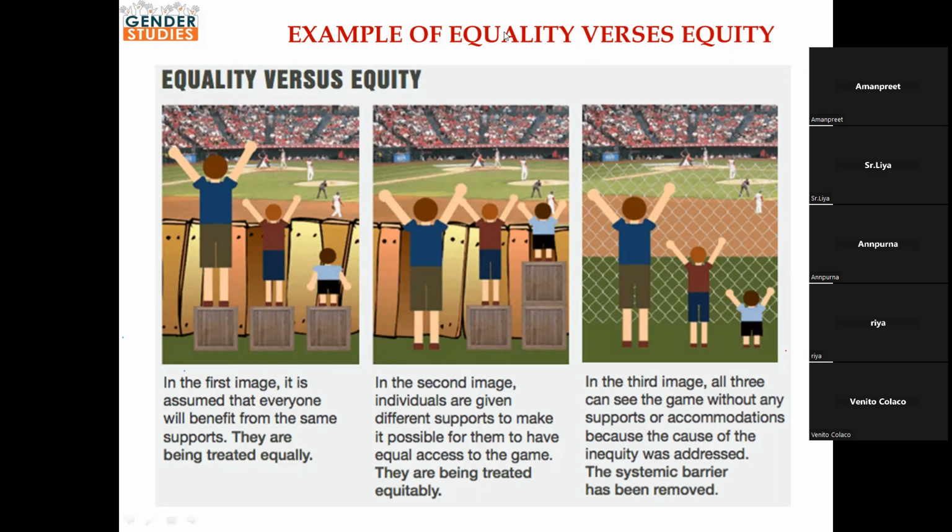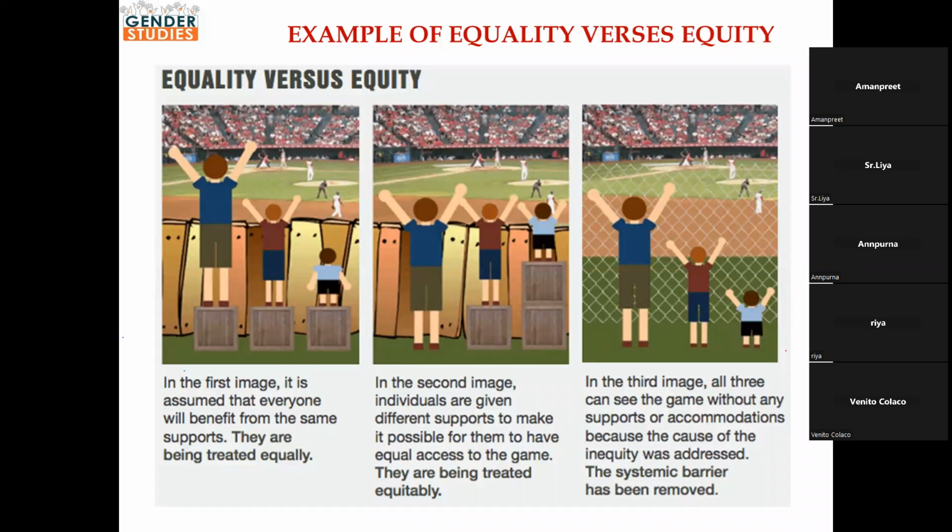What is the meaning of equality and equity? Equality means giving the same opportunity, same resources to all the persons. And the meaning of equity is, if different supports are given to different persons, this is called equity, right?